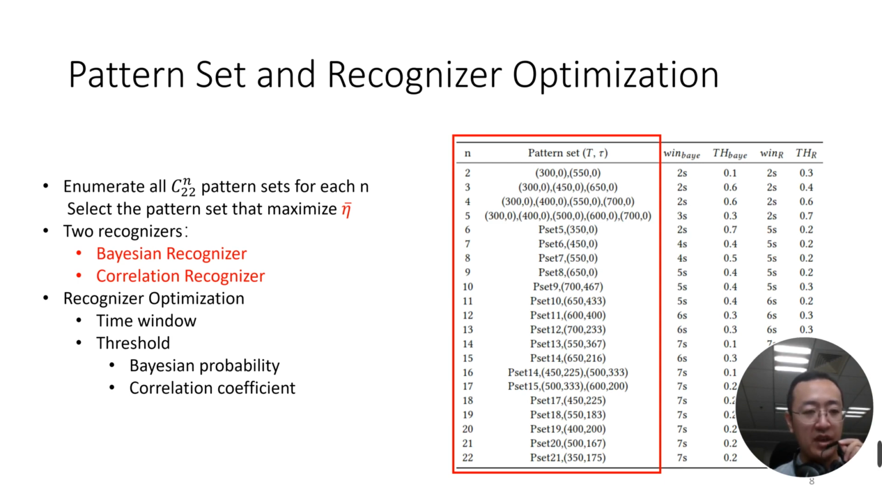recognition accuracy. We optimize the pattern for two recognizers: the Bayesian recognizer that we propose in this paper, and the widely used correlation recognizer. And there are two recognizer parameters for optimization. The first one is the time window, and the second parameter is the threshold.